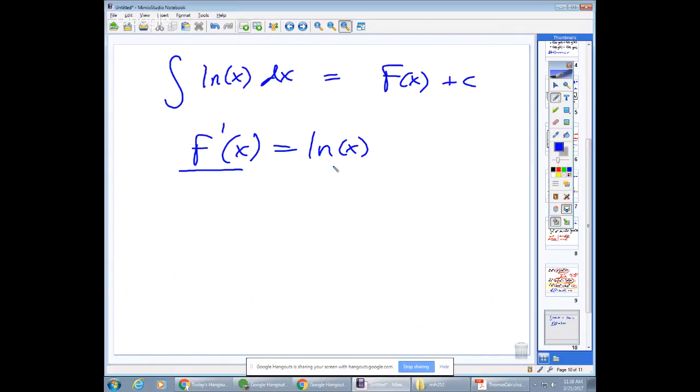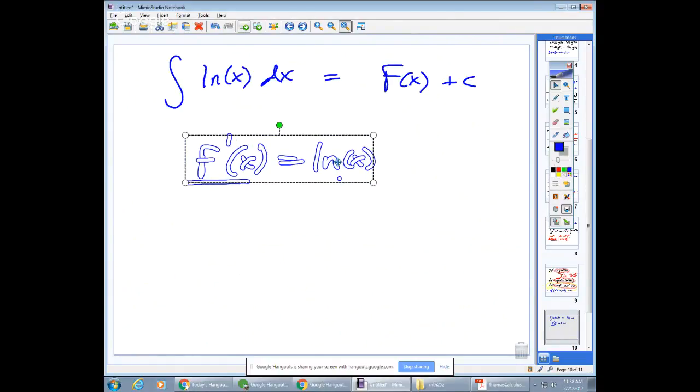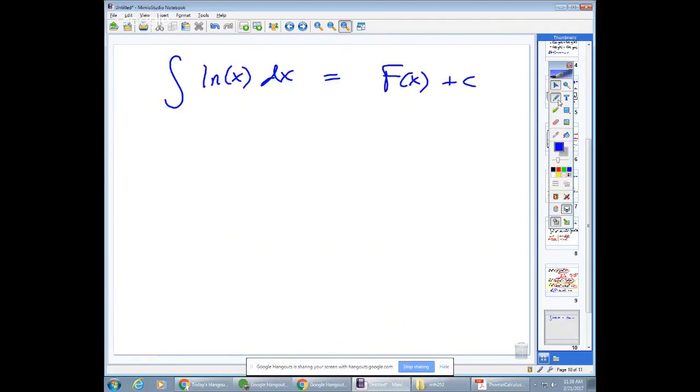Okay. So how can I use integration by parts on this? Because there's only really kind of one thing up there. What if, let's see, I can't let the natural log be my dv, because that's what I'm trying to integrate, okay? So that means u is going to have to be my natural log.